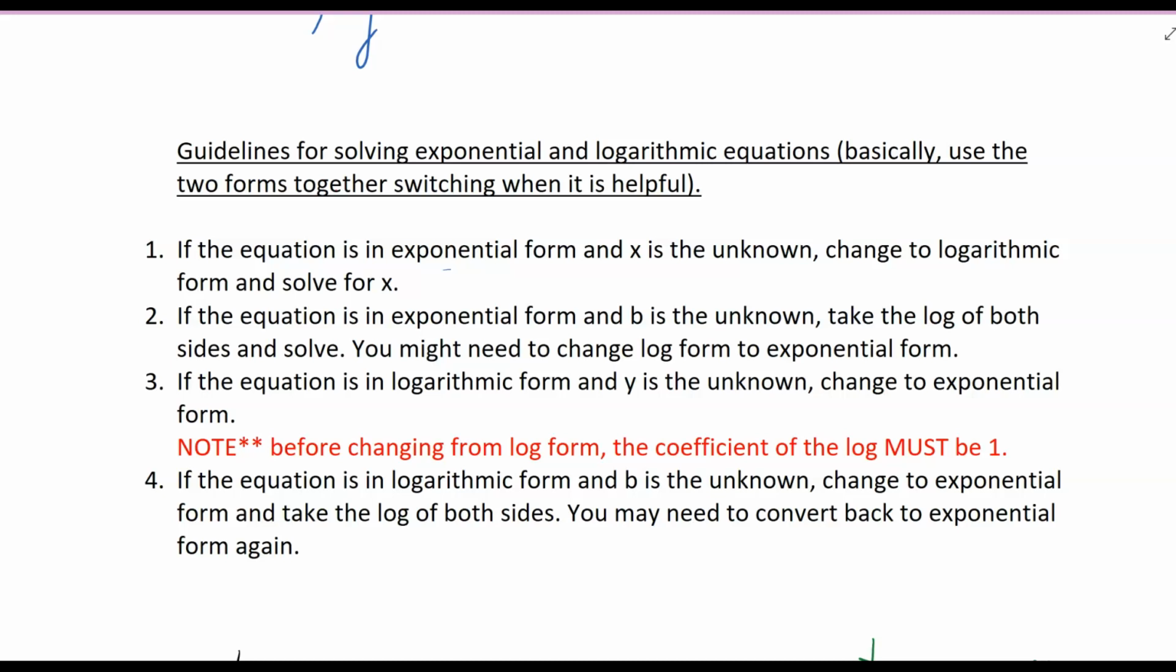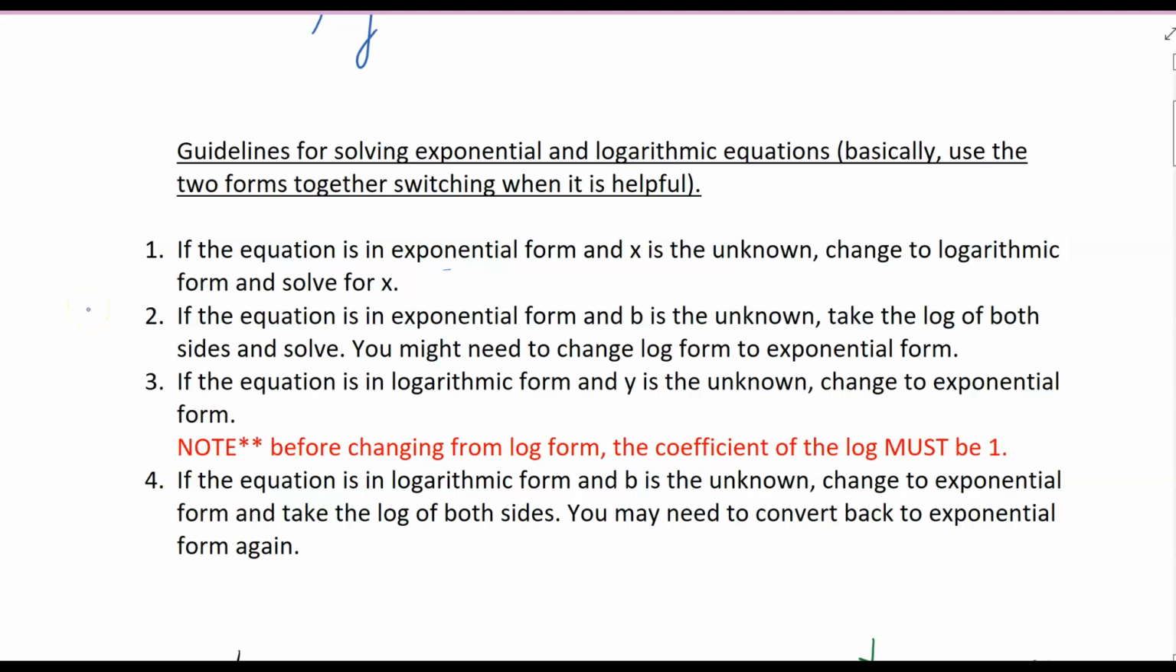As I discussed earlier in this unit, it's very important to be able to switch forms between exponential and logarithmic form. And this is very helpful for solving equations. Number one, if the equation is in exponential form and x is the unknown, change to logarithmic form and solve for x.